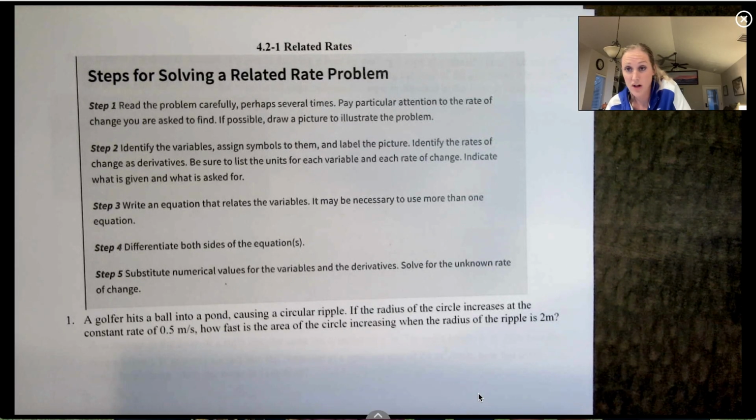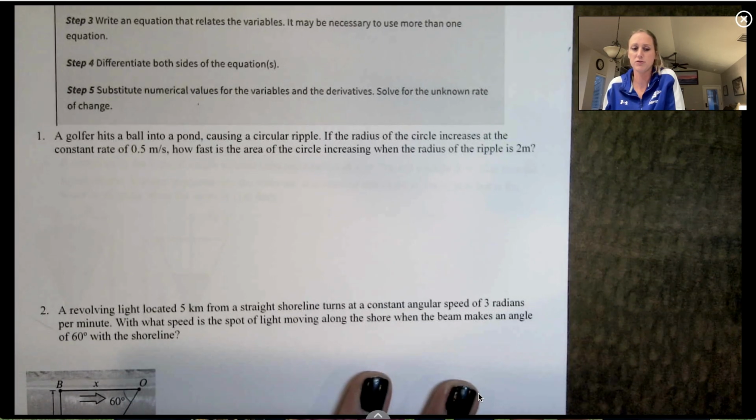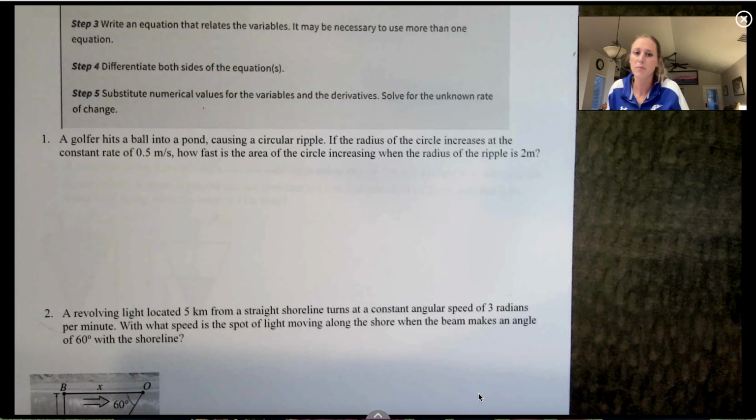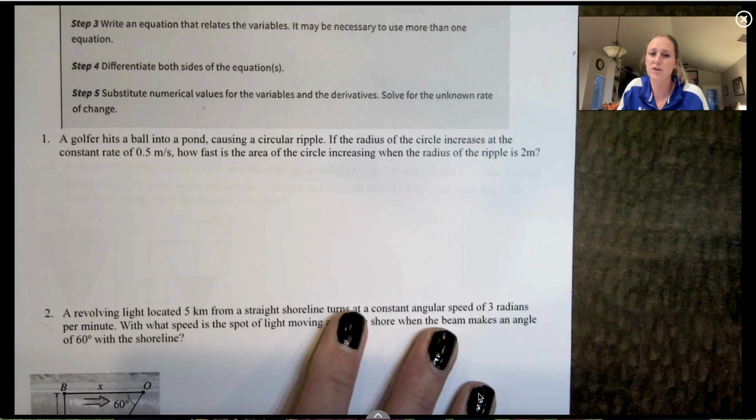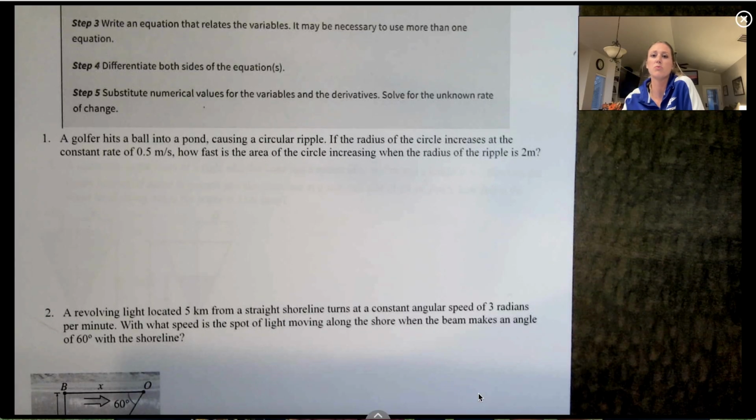Okay, so that's a lot. We're going to refer back to that as we go through this question. Okay, here we have this first one. A golfer hits a ball into a pond, causing a circular ripple. If the radius of a circle increases at a constant rate of 0.5 meters per second, how fast is the area of the circle increasing when the radius of the ripple is 2 meters?